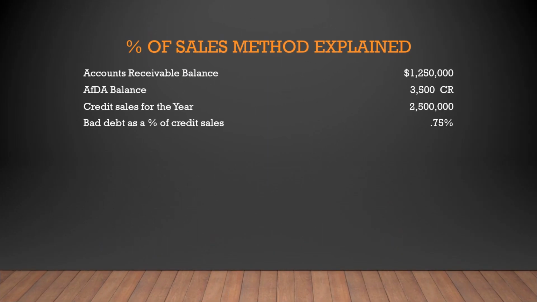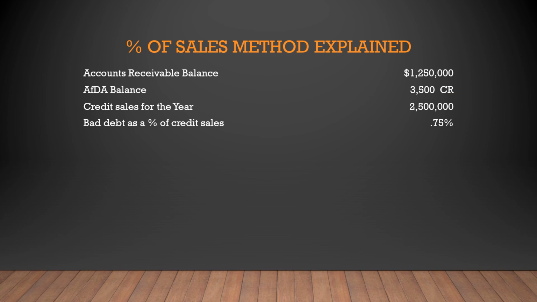To explain the percent of sales method, consider a company with the following information. AR has a balance of $1,250,000. AFDA has a $3,500 credit balance. Credit sales for the year amount to $2.5 million. And bad debt as an estimate of credit sales is 0.75%. So what's our adjusting entry?